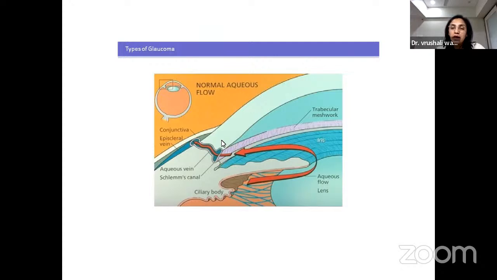To maintain the intraocular pressure in the normal range, it is very important to have a normal drainage system. Depending upon the type of glaucoma, there can be resistance to this flow at the trabecular meshwork, or the angle can be narrow, causing resistance to the flow of aqueous humor. This causes stagnation of aqueous humor there, and that leads to an increase in intraocular pressure. So this is how normal aqueous flow is.